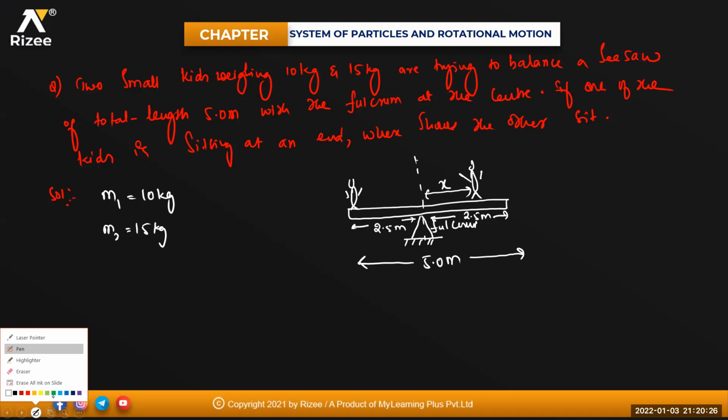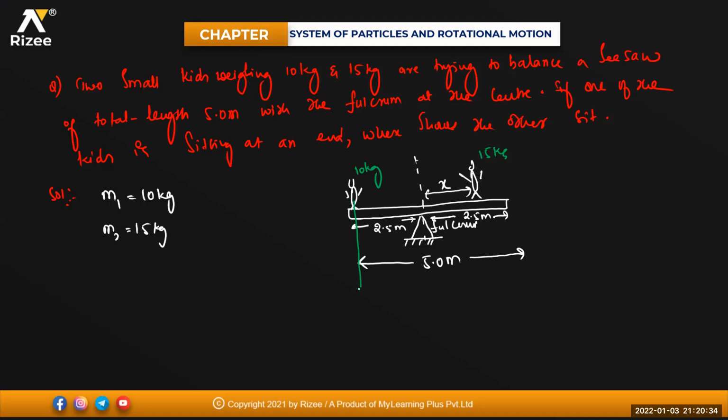Now, if I'm taking the weight of this boy as 10 kg and this one as 15 kg, the weight of this person is acting in the downward direction as 10g, and the weight of this one is acting downward as 15g. In which direction will each move? If I'm taking the torque about the center, one is clockwise and the other is anti-clockwise. If this is moving in this direction, obviously this will move in the other direction. So this is anti-clockwise and this is clockwise.